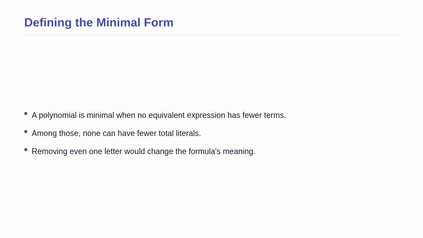Now that we know the pieces, what does it mean for a polynomial to be in its minimal form? A Boolean polynomial reaches its minimal sum of products form under two strict conditions. First, there is no other equivalent expression that uses fewer terms. Second, among all expressions with that lowest number of terms, none uses fewer total literals. In plain English, we have squeezed the expression down so tightly that removing even one more letter would completely change the actual meaning of the formula.